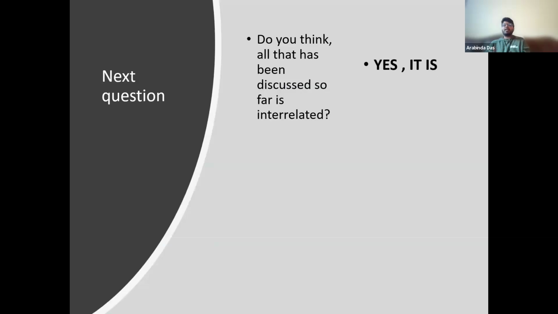So do you think all this discussed so far is interrelated? I think it is. If these things are interrelated to each other, for example, you take customer segments, customer relationships, the value proposition, what business value you're delivering, what key events there are, what activities can be done, how the partnership can be done, how the revenue can come in, how the cost structure can be done.